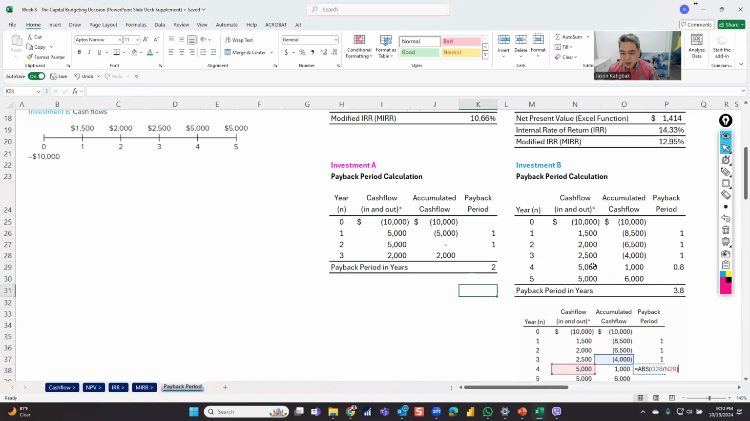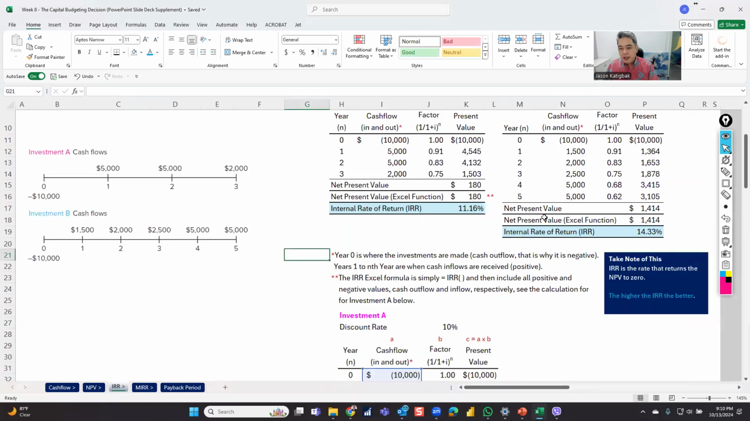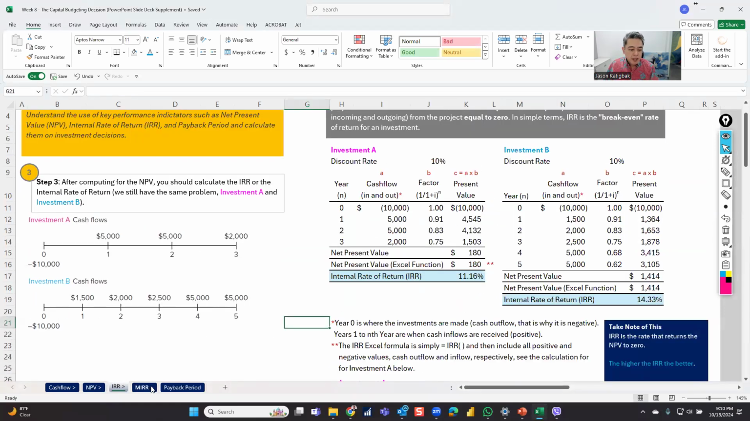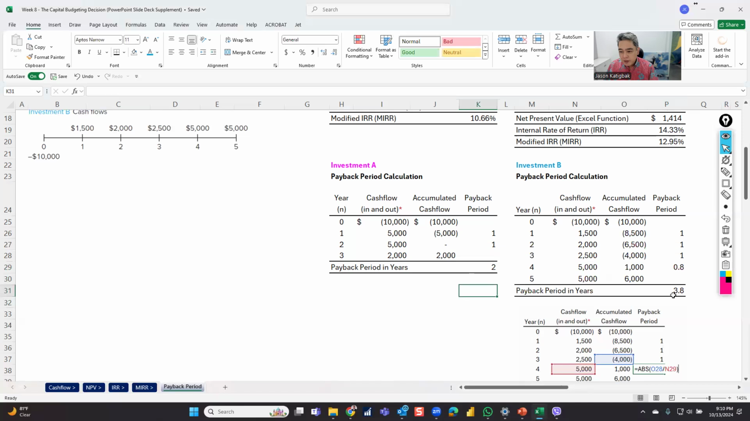Same thing. So now, which is a good investment? In the case of the payback period, this one's faster. So remember how we're looking at it. NPV, we like investment B better. IRR, we like investment B better. And MIRR, we like investment B better because it's higher. But on the payback period, this one takes longer because it's 5 years. This one is shorter.